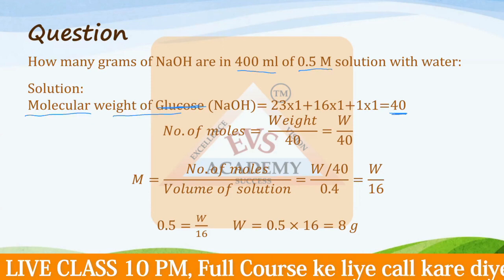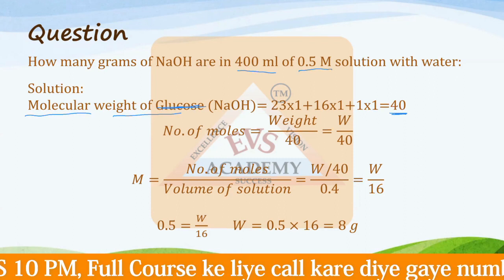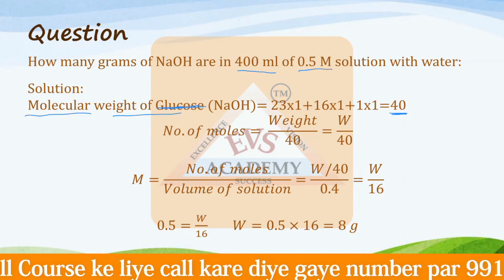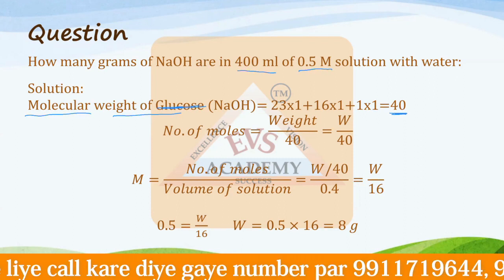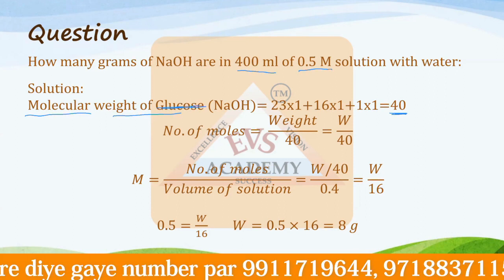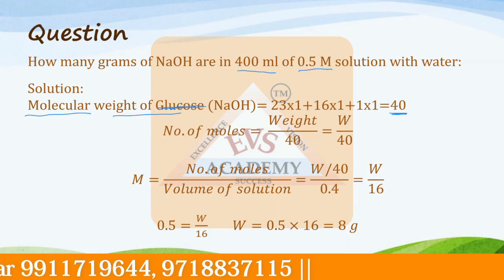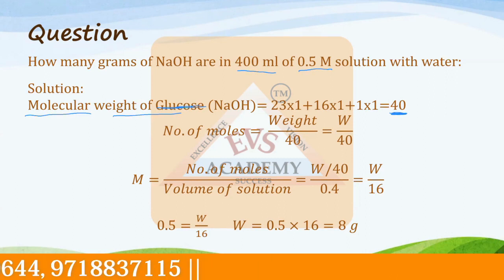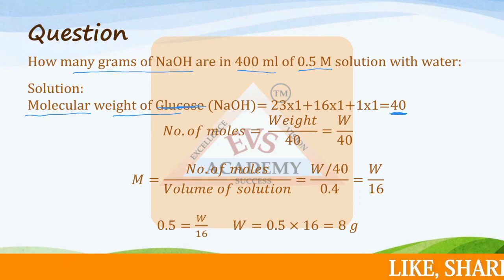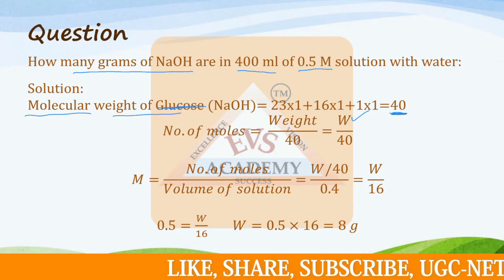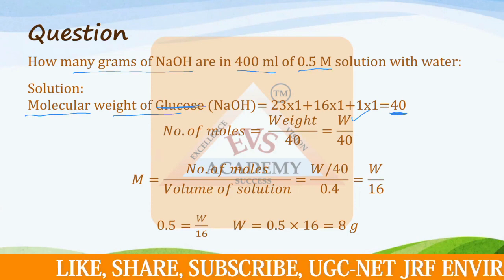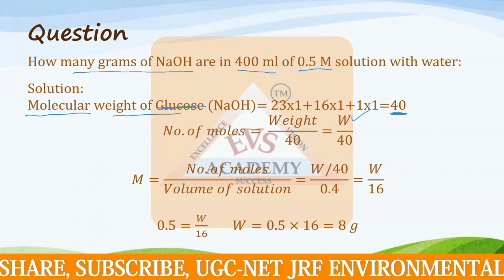Now you have to calculate the number of moles according to the formula of molarity. The number of moles is not asked in the question, but we know the formula: number of moles equals weight divided by molecular weight. Molecular weight we have already calculated. So the weight, how many grams of NaOH are present in the solution, is what we have to calculate. It means we have to calculate W divided by 40, where 40 is the molecular weight. So put all this in the formula.